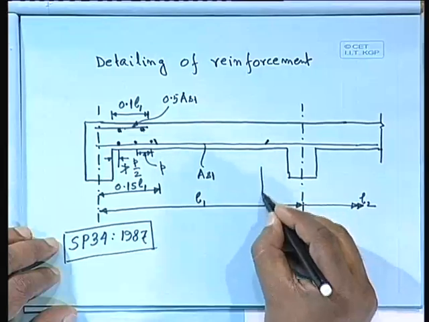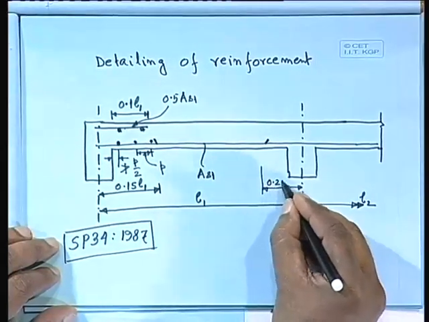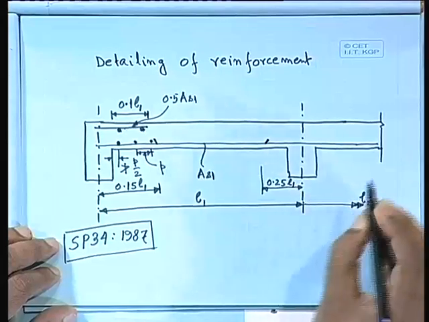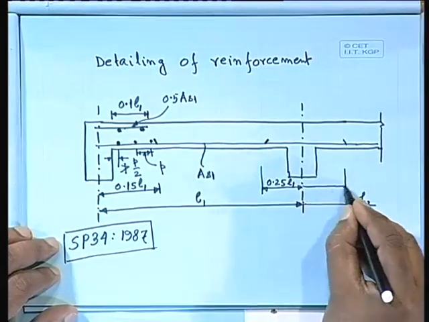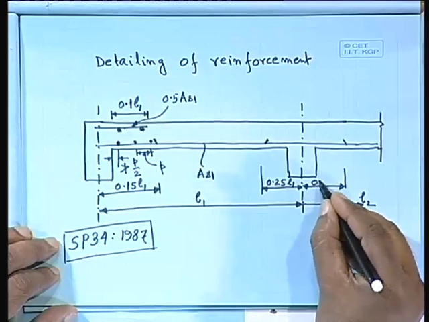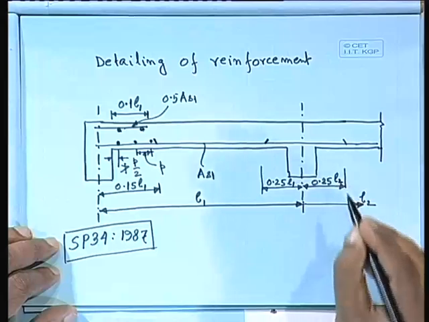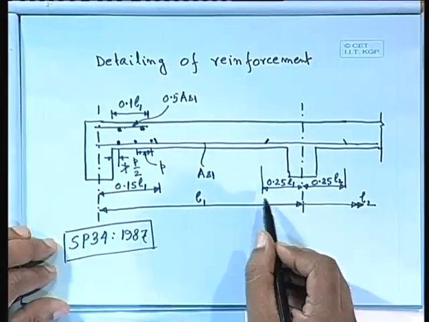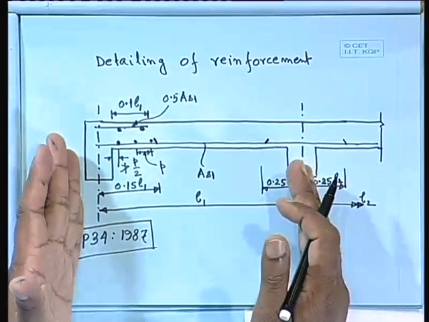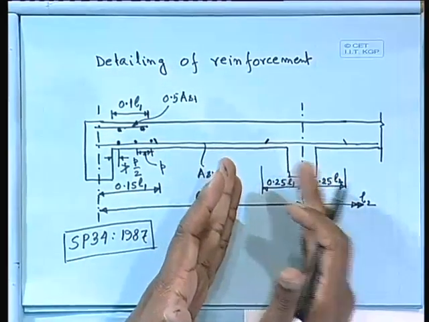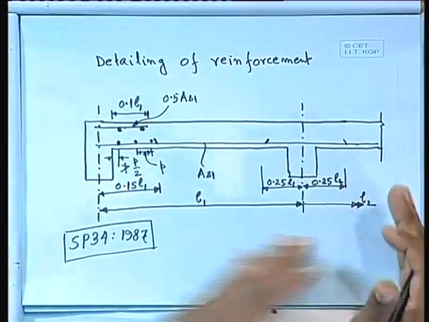This length becomes 0.25 L1, and here what about this length? This length will be equal to 0.25 L2. So, this will be L2. So, one side it will be 0.25 L1, other side is 0.25 L2. Because we are talking this span, so 25% of the length, and the other side also L2, the span is different, so it will be 25% of that.